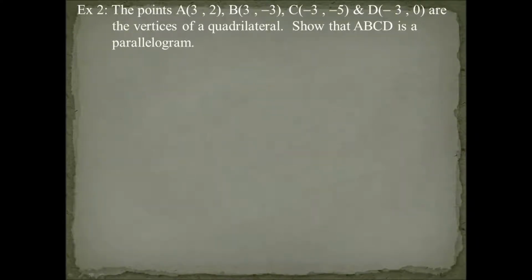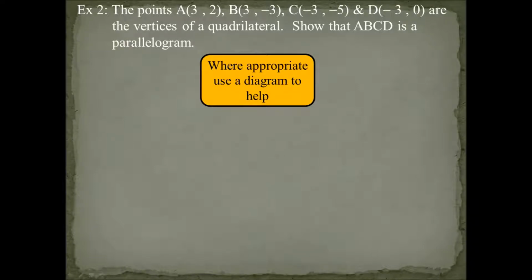Example 2 for you to try. Right, to prove ABCD is a parallelogram, I would first of all do a wee diagram again to get an idea of what's going on. So if it's asking to show it's a parallelogram, my diagram has thankfully come out looking like a parallelogram. I need to prove that opposite sides are parallel.